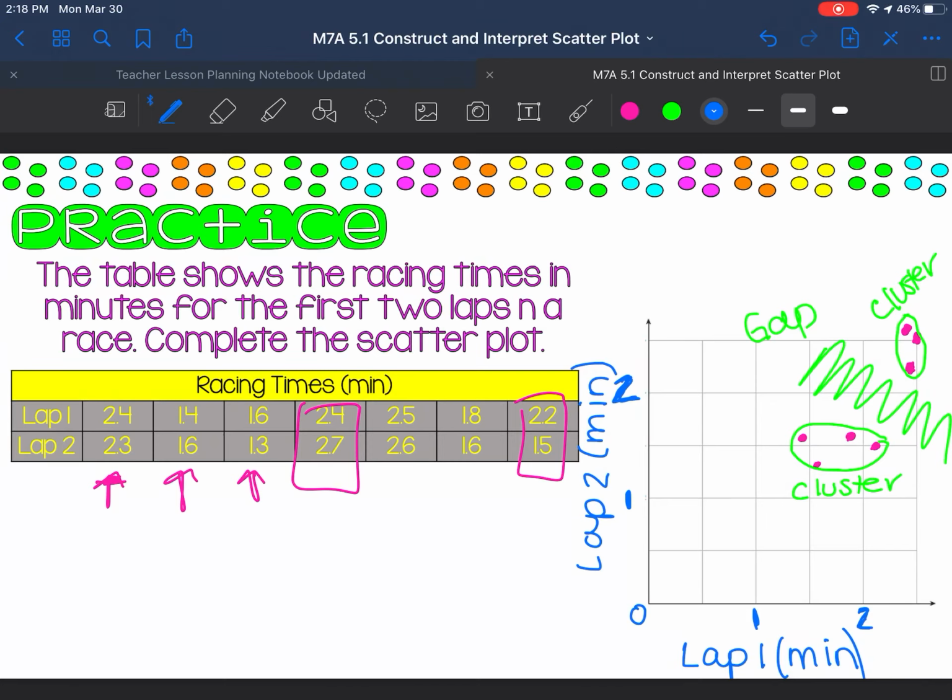So there you go, guys. Now, when you are graphing your scatter plot, unless it tells you to identify the clusters and the gap, you don't need to do what I did. I just wanted to give you an extra example of what a cluster and your gap looks like on a scatter plot. So when you are graphing these, all you have to do is just graph the data. You don't need to circle the clusters or draw the lines in between the gaps.